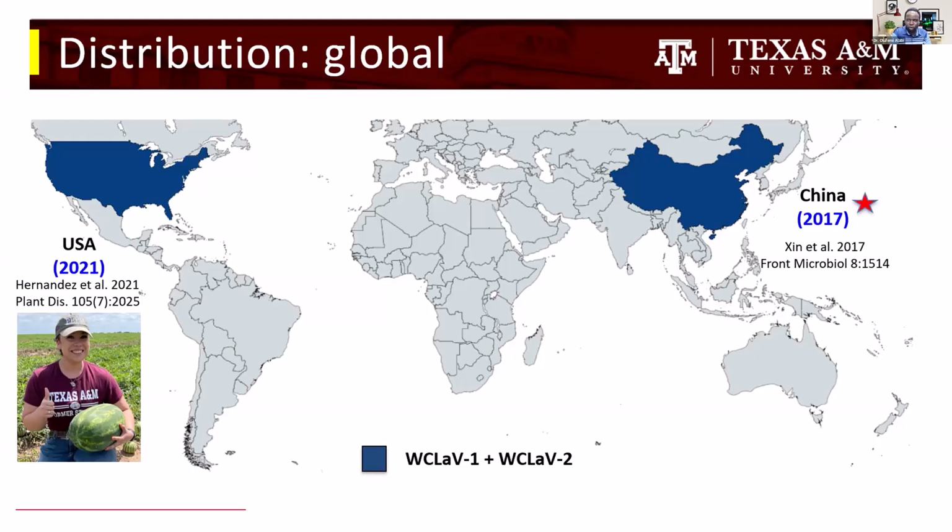So we also employed high-throughput sequencing in our survey work. Among the viruses that we found, including a lot of known viruses, we found watermelon crinkle leaf associated virus 1 and 2, in most cases in mixed infection, mostly in watermelon plants. So this represented the second report of both viruses outside of China and the very first record of both viruses in the United States.